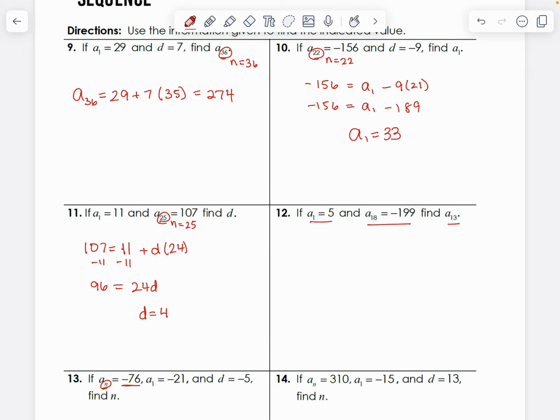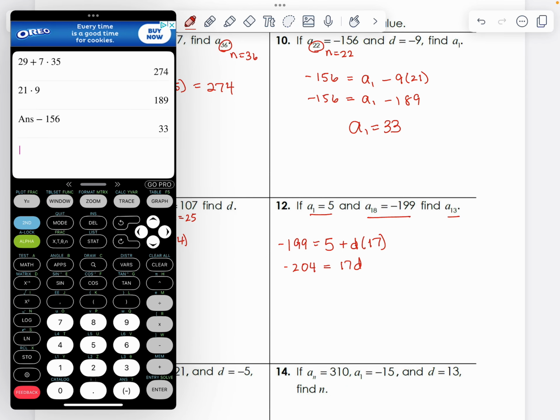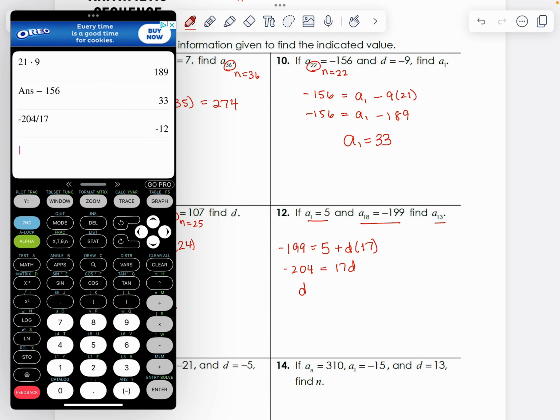So we're going to go ahead and start with saying that negative 199 is the result of starting at 5 and doing some common difference to get me to the 18th term, which is 17 steps. So I'm just going to go ahead and subtract the 5, giving me negative 204 equals 17d, and then I'll take negative 204 divided by 17, and so that tells me that my d is negative 12. Now I'm going to apply that. Now you can do it in a couple different ways.